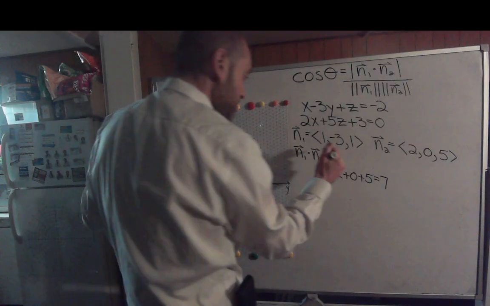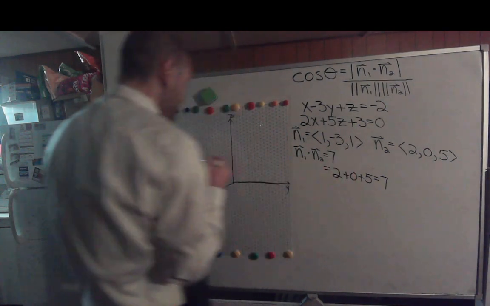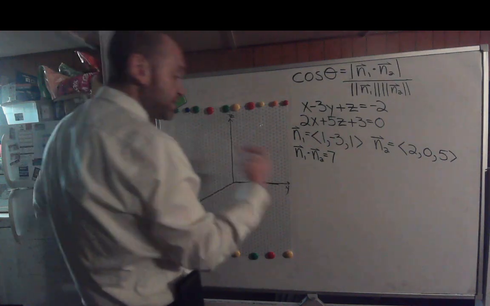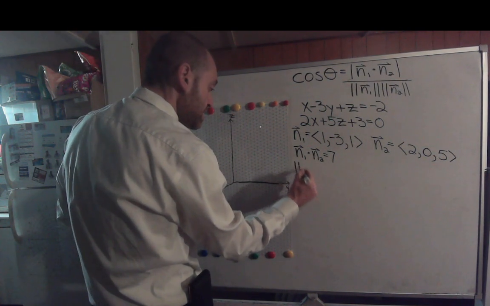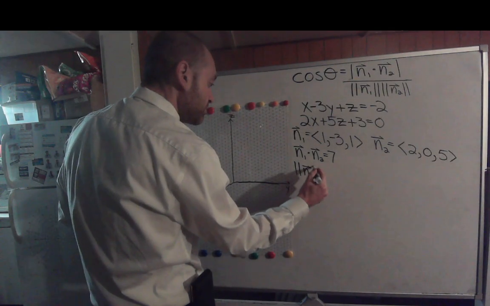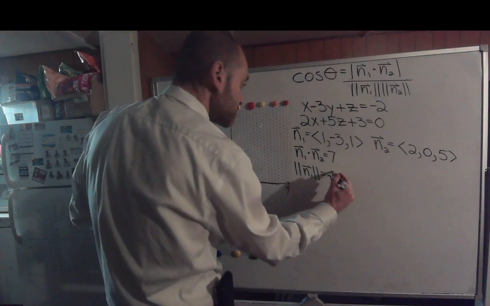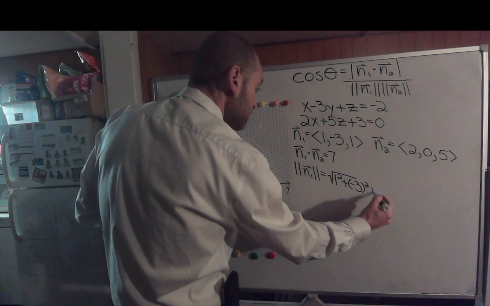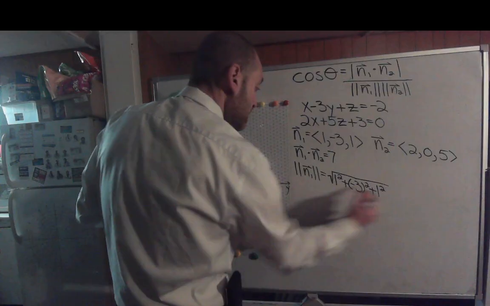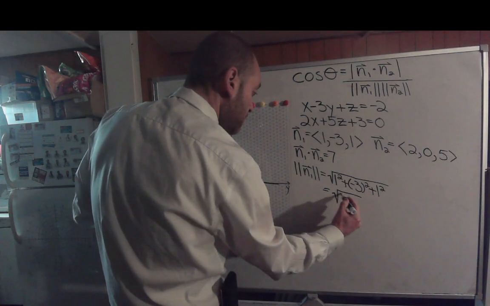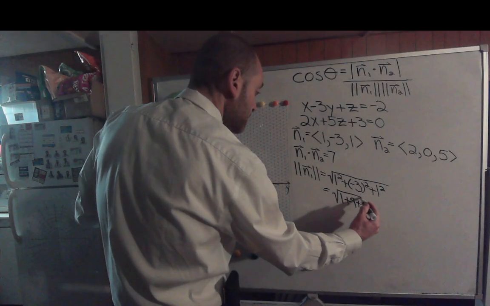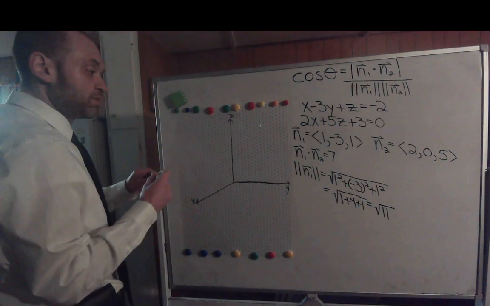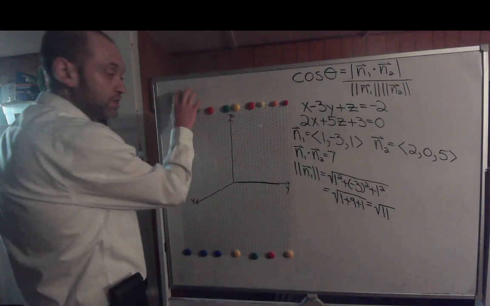And again, I'm just going to make some space here. Alright, so we found the dot product. Next thing we need to do is find the magnitude of each vector. So the magnitude of the first normal vector is equal to the square root of 1 squared plus -3 squared plus 1 squared. That gives you the square root of 1 plus 9 plus 1, which is the square root of 11. So the magnitude of the first normal vector is the square root of 11.